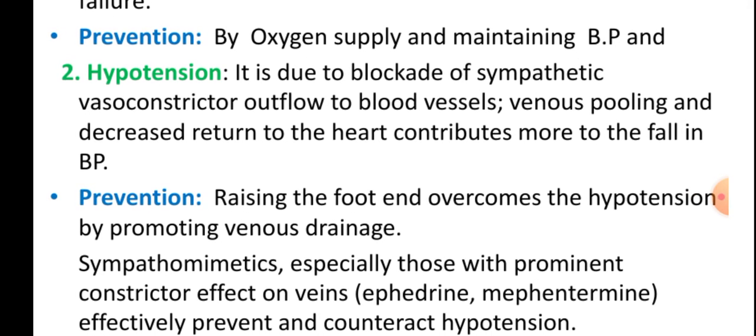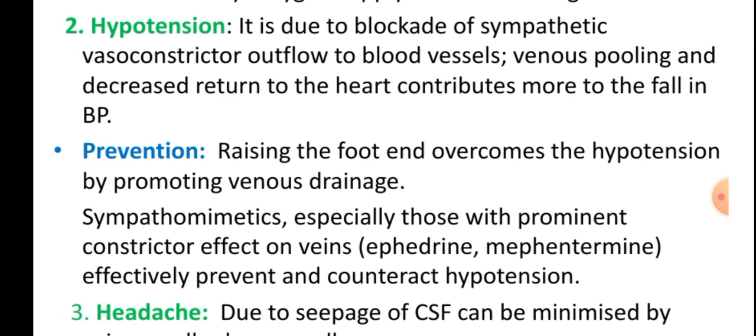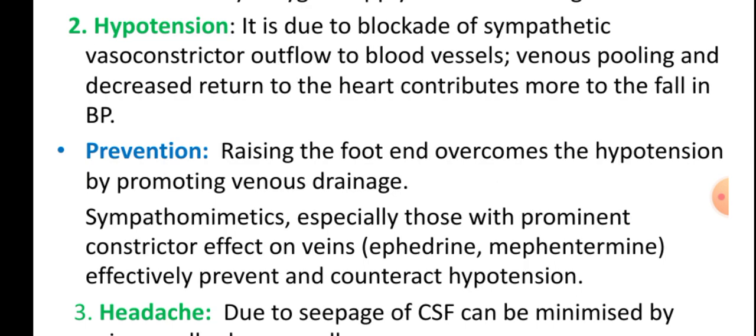By raising the foot end, we overcome the hypotension, and this foot raising also promotes venous drainage. In addition to this, we can use sympathomimetics, especially those with prominent constrictor effects on the veins, like ephedrine and mephentermine, which effectively prevent and counteract the hypotension.